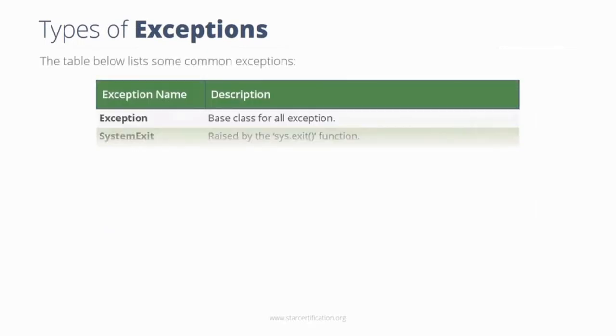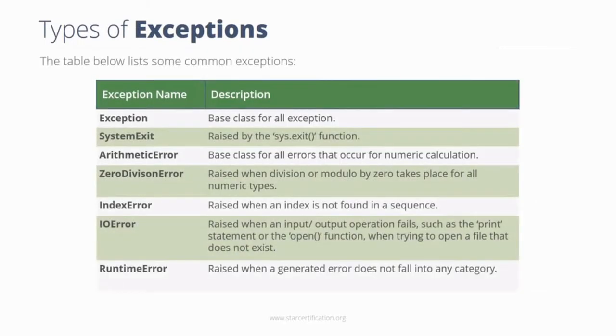In Python, there are various types of exceptions for specific errors, all of which are directly or indirectly subclasses of the base class, BaseException. Only the class Exception inherits BaseException directly. The table on the screen lists some common exceptions in Python.